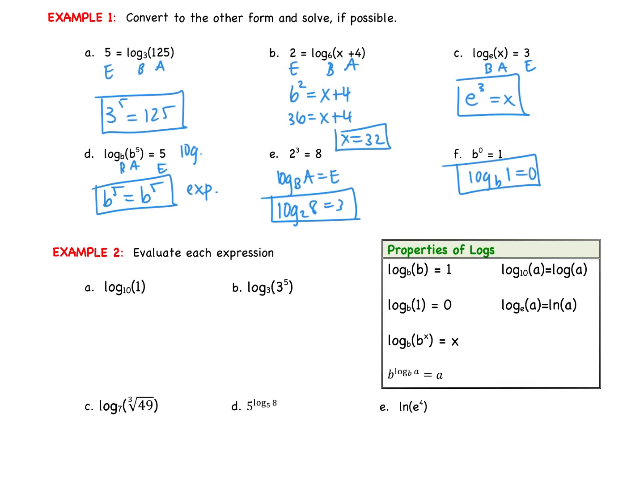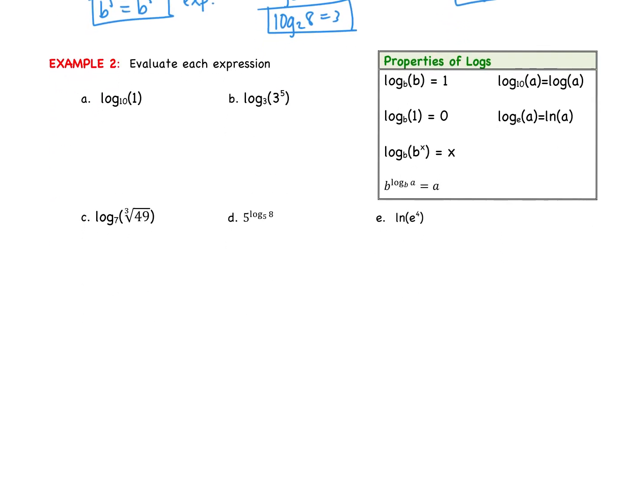Okay. So that was the first thing we had to be able to do. Second idea is we have to be able to evaluate logs. So it says evaluate each expression. In example A, you see log base 10 of 1. Okay, so here's the idea with evaluating. A log is just a number. So log base 10 of 1 is some number. We have to figure out what that number is. So what you're going to do is every time that you're evaluating, set that equal to x, because x is what we're finding. We want to know what is that log equal to. I think we can agree that we are not particularly in love with logs, and so it's often helpful to switch forms. So that's what we're going to do.